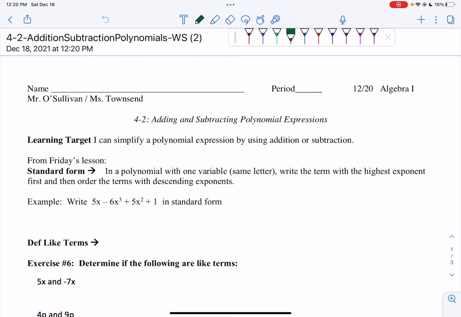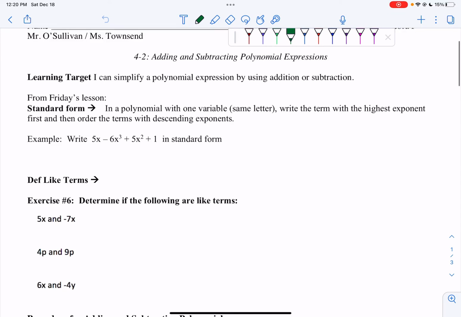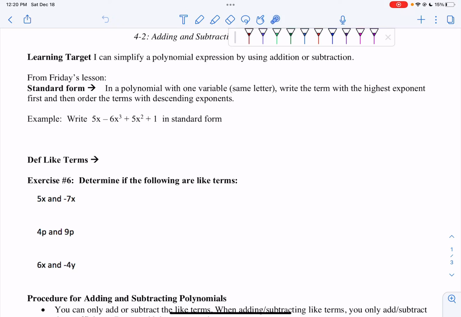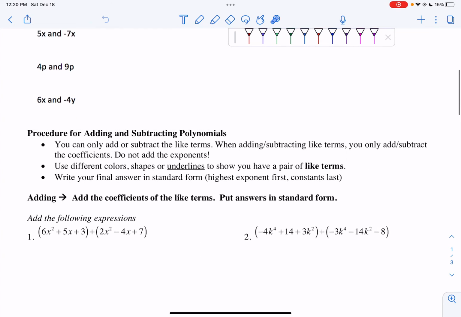Today we're going to look at lesson 4-2, adding and subtracting polynomial expressions. Today's learning target is, I can simplify a polynomial expression by using addition or subtraction. Just to give you the heads up, these notes right here are from Friday's lesson, so if you would like, just go back to the 4-1 video and watch those. We'll be going over this in class, but just go ahead and watch the 4-1 video.